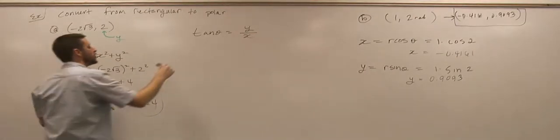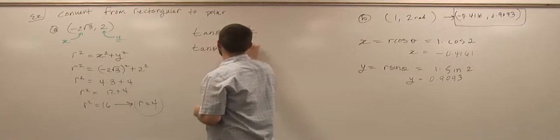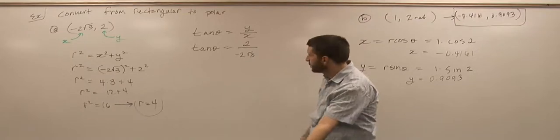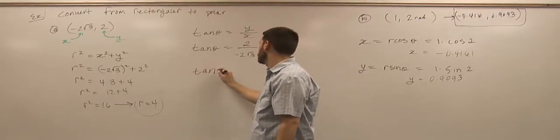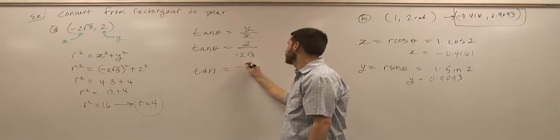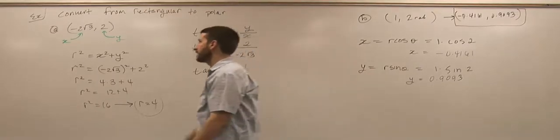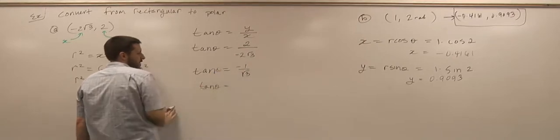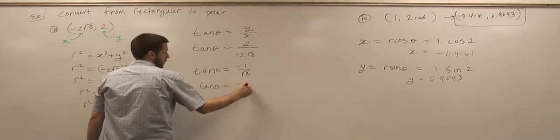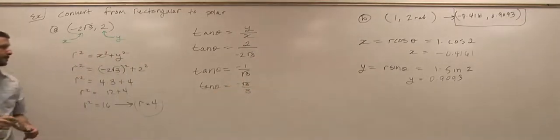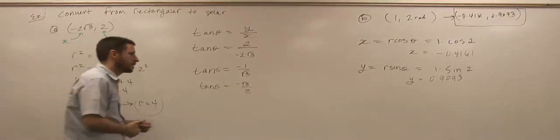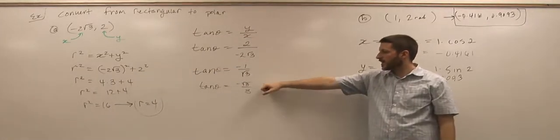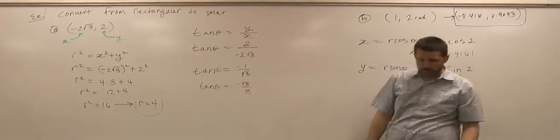So tangent of theta is 2, because y is 2, over negative 2 root 3. Or if you simplify, negative 1 over root 3. And if you rationalize, to make it look more like something you're used to seeing, negative root 3 over 3. So your goal would be to determine theta, given that tangent is negative root 3 over 3.